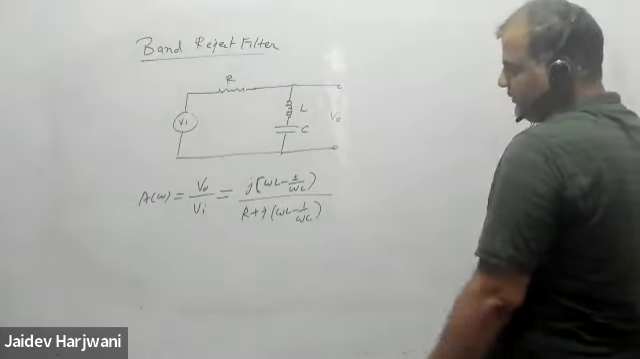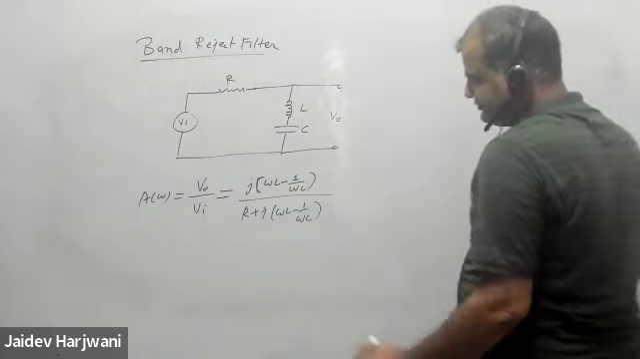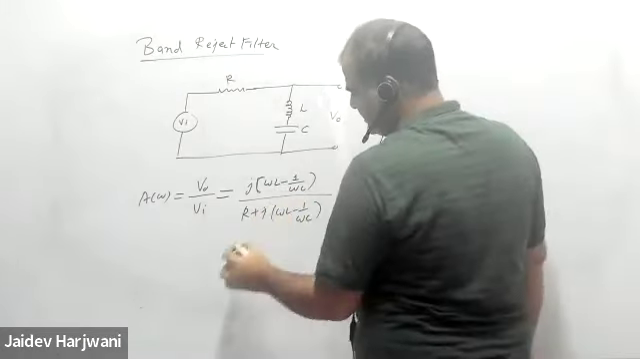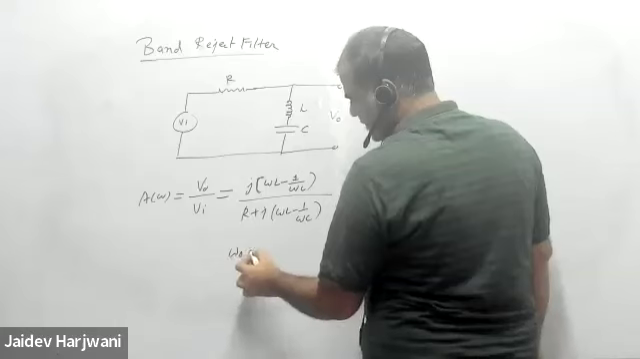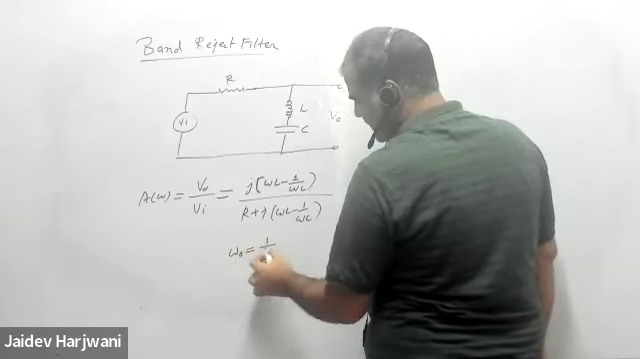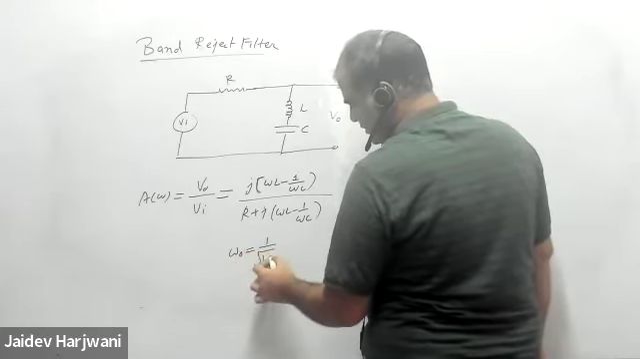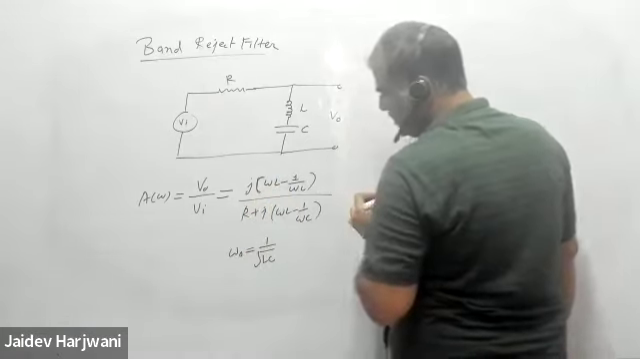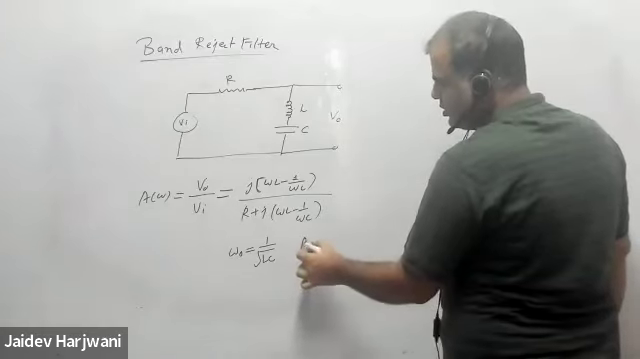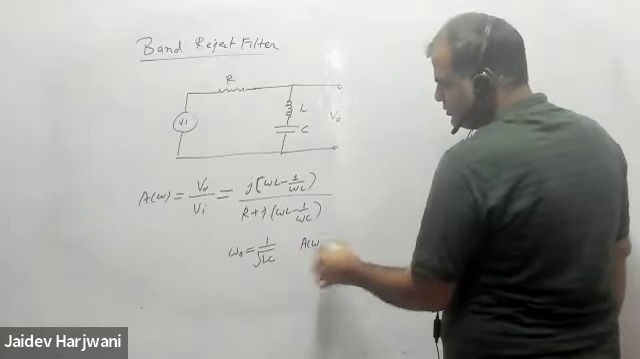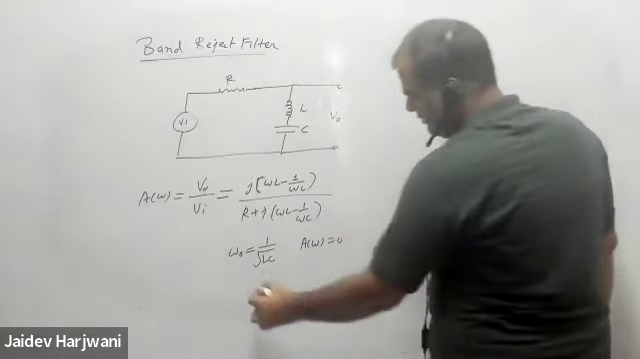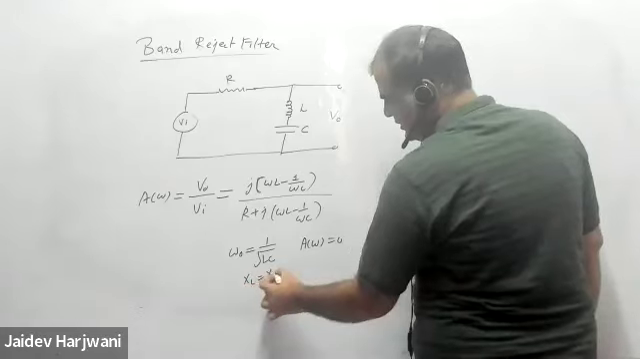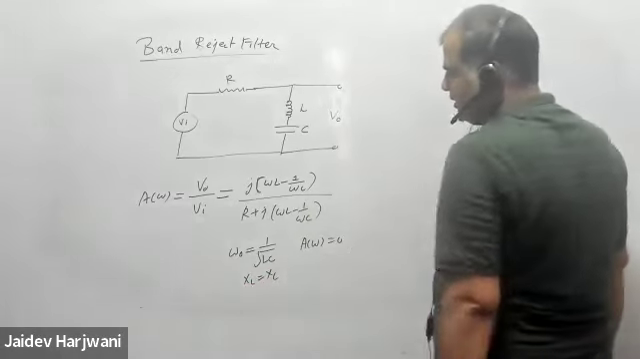Now you can check this gain again. If omega L equals omega C, that is, at frequency omega naught squared equal to 1 by LC, okay, this omega L equal to omega C, so your A omega will become 0. That is, whenever XL equals XC, this becomes 0.